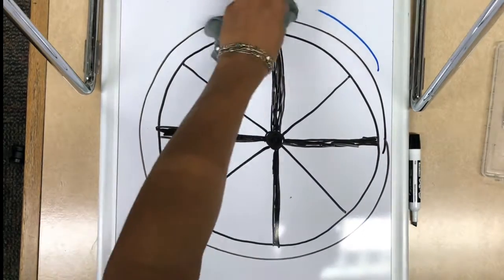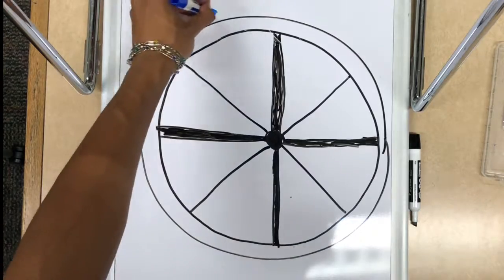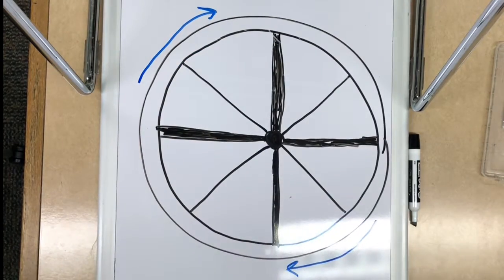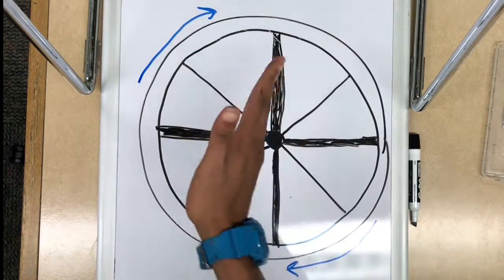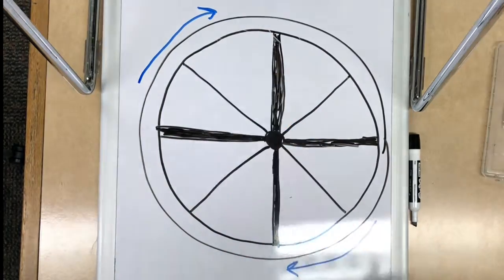So say the wheel is rotating clockwise instead. When you go to curl your fingers in the direction of motion, you'll have to reorient your hand, meaning that the direction of angular velocity is pointing into the plane.